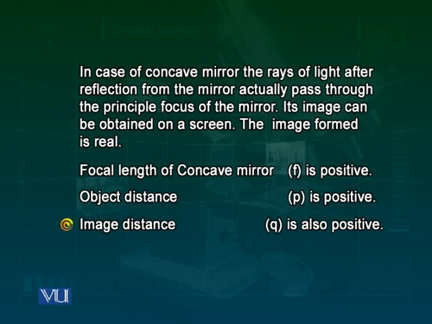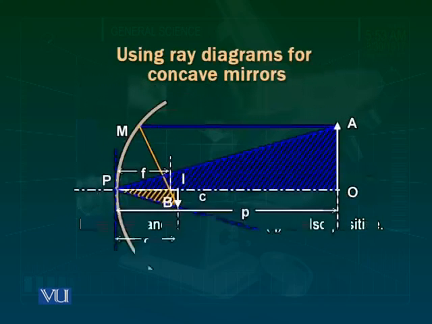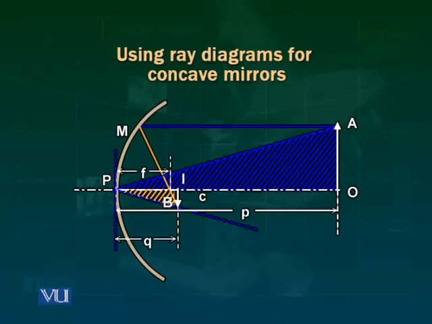Why are they positive? Very simply, we are taking it along a number line, along the x-axis. So anything which is to the right of P is taken positive, anything which is to the left of P is taken as negative. In this case, all the distances f, p, and q, f being the focal length, p the object distance, and q the image distance, are all to the right of the pole. Therefore, they are all positive.